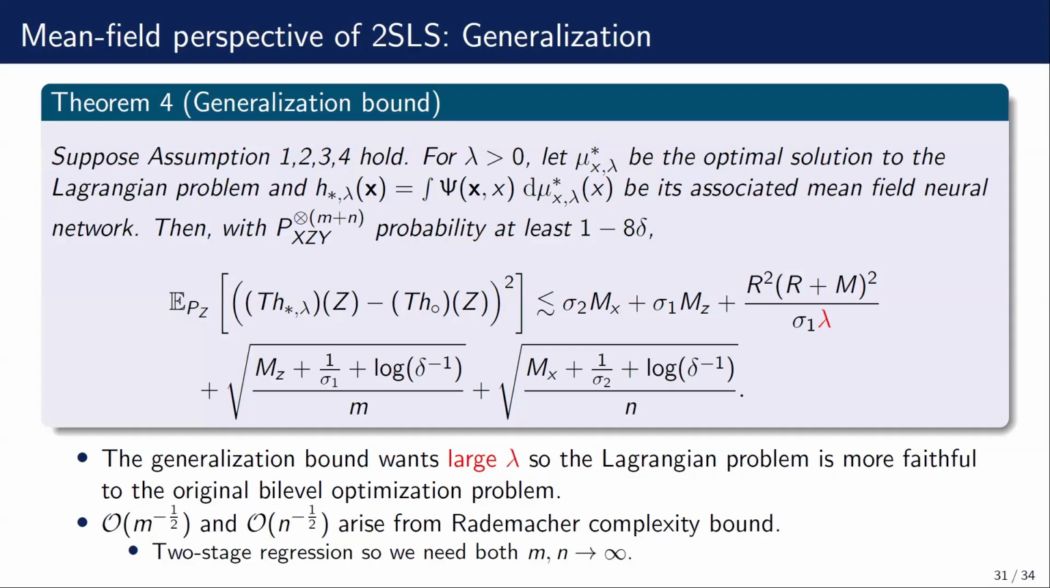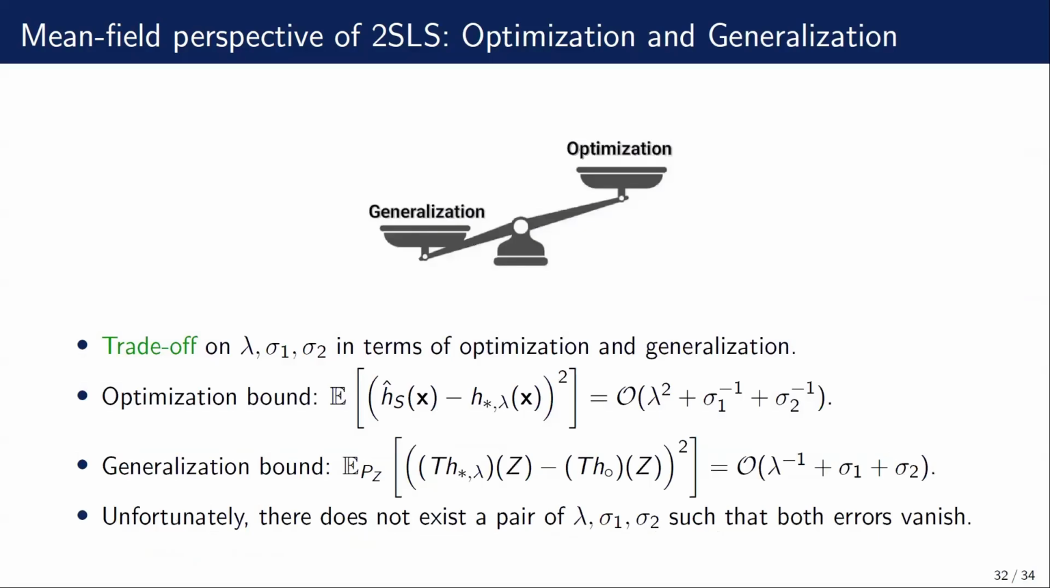Because we work with finite lambda in practice, we have additional error which comes from lambda. And mx and mz are the size of the hypothesis space you're considering. If you have a larger size, you have larger error. If you have a smaller size, you have smaller error. Finally, there's a trade-off on lambda, sigma 1, sigma 2 in terms of optimization and generalization. So the optimization bound is like this, and the generalization bound is like this. Unfortunately, there does not exist a choice of lambda, sigma 1, sigma 2 such that both errors vanish very soon.